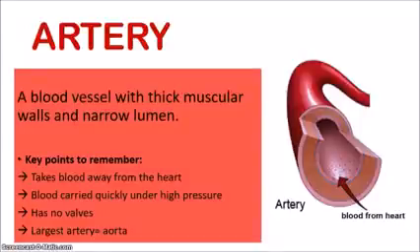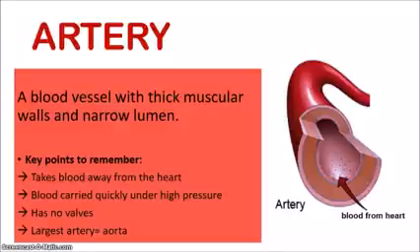Now, key points to remember about the artery. Arteries take blood away from the heart. So this includes the aorta and the pulmonary artery. So they always take blood away from the heart. Now, the blood carried is under high pressure. So that blood flowing through the artery is under high pressure and it's moving very quickly.